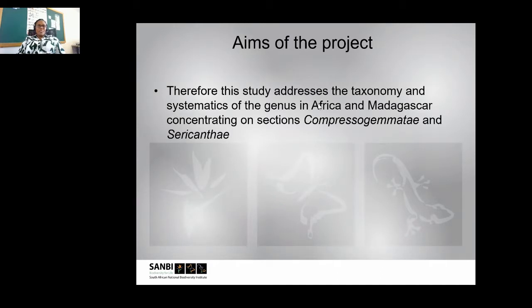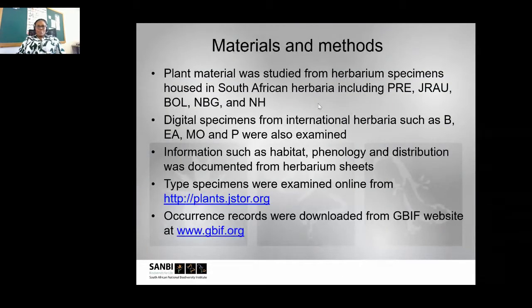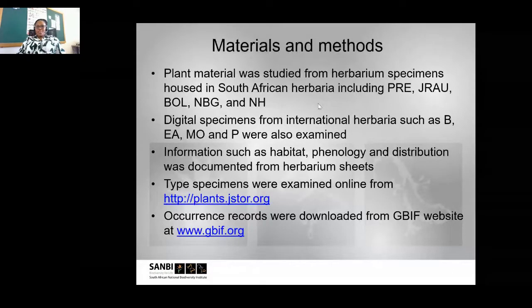And in this presentation, I'm going to discuss taxonomic progress in the taxonomic revision of these two sections, and also give an account of the Madagascan group. So we studied plant material from herbarium specimens housed in South African herbaria, and also material loaned from other international herbaria, and also studied specimens from international herbaria that were available online. Information such as habitat, phenology, and distribution was documented from herbarium sheets. We studied the online resource JSTOR, and also occurrence records were downloaded from the Global Biodiversity Information Facility website.